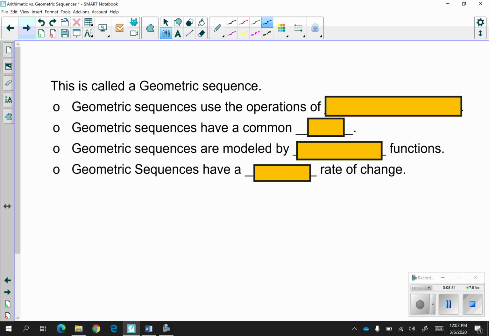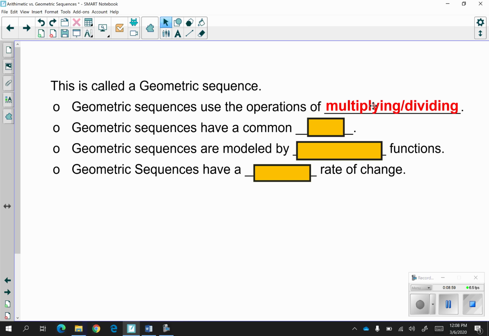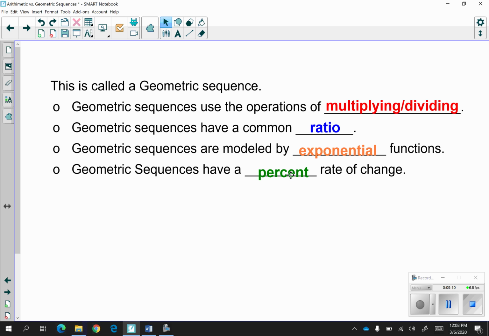So this sequence is called a geometric sequence. Geometric sequences use the operations of multiplying and dividing. Geometric sequences have a common ratio. They are modeled by exponential functions, and they have a percent rate of change, because with exponential functions you're increasing by 20% or decreasing by 30%.